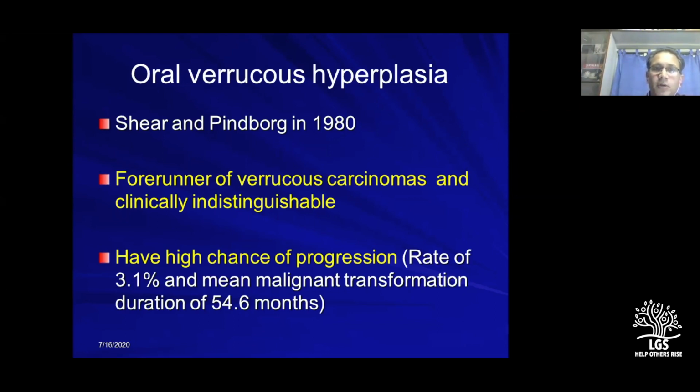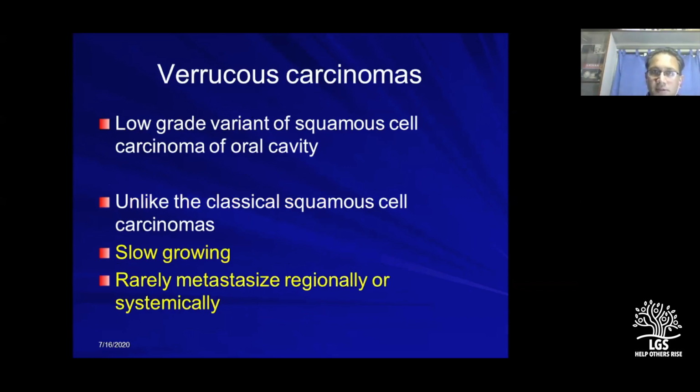And very importantly, these lesions are clinically indistinguishable from verrucous carcinomas. So that distinction is impossible to make on clinical judgment. The lesions may look like a verrucous carcinoma, or sometimes, very rarely, they have a focus of squamous cell carcinoma also embedded in them. And as I said, they have a significant degree of progression, about a 3% rate of malignant transformation.